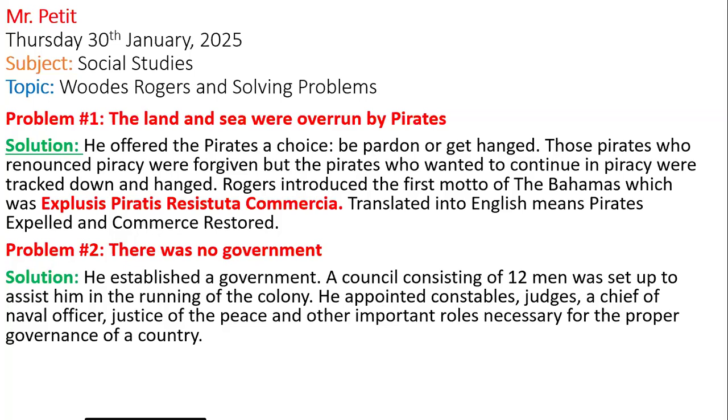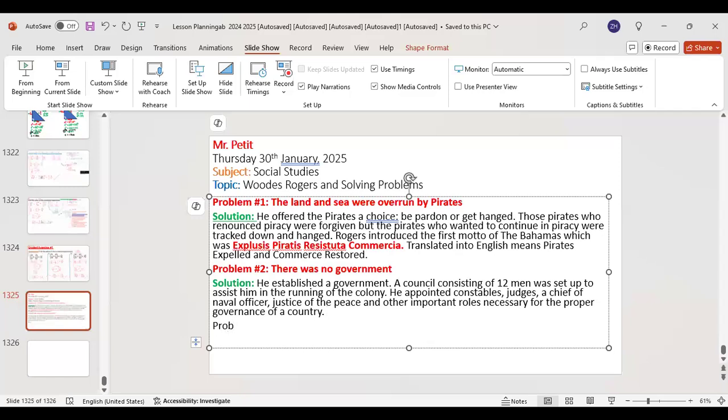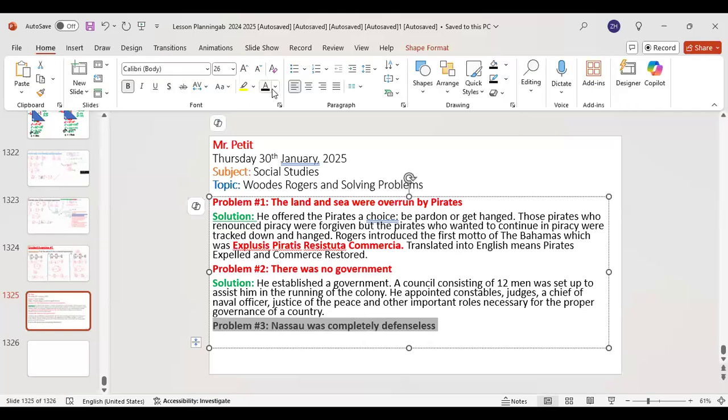The next problem, problem number 3. So he has a problem, has a solution. Nassau was completely defenseless. Okay, so to solve this problem, what did he establish? Anyone know?